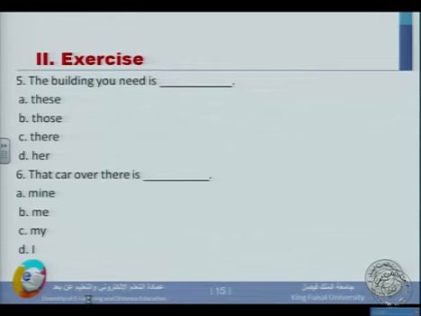The building you need is these, those, there. There هي للمكان لأنه building هي for a place, right? Here it cannot because this is a singular. This is object pronoun. These and those are also for something not related to places. The car over there is mine. ما بحكي is me or is my. So this is the answer.